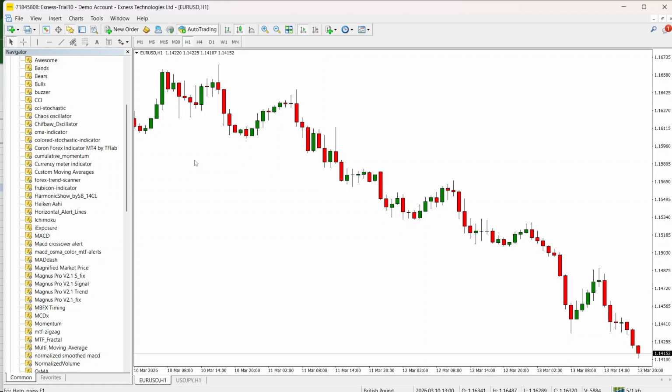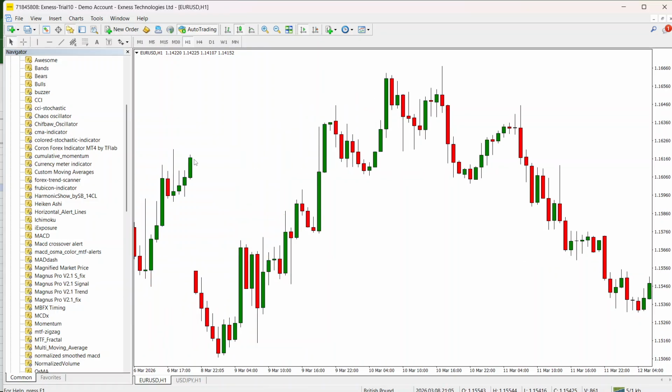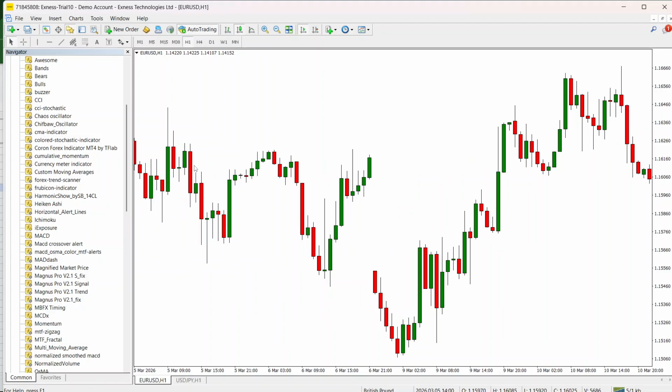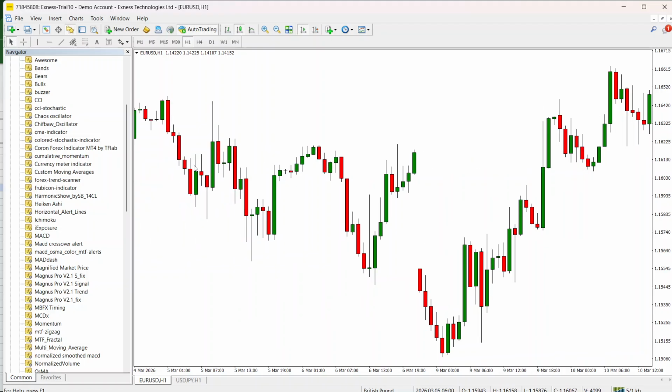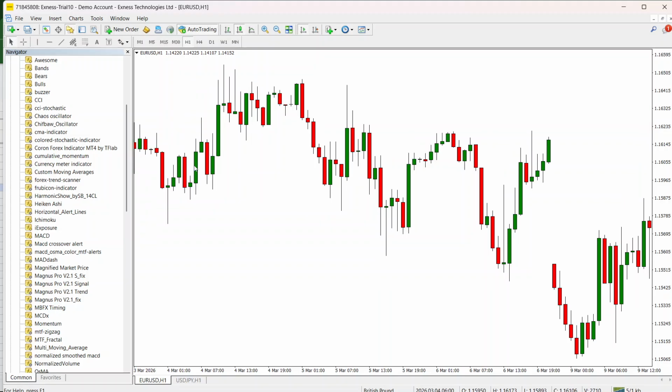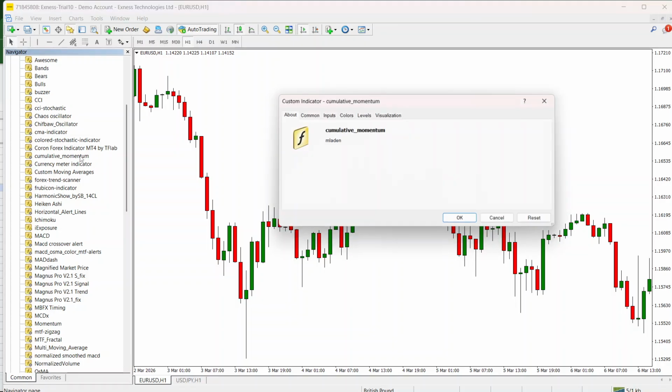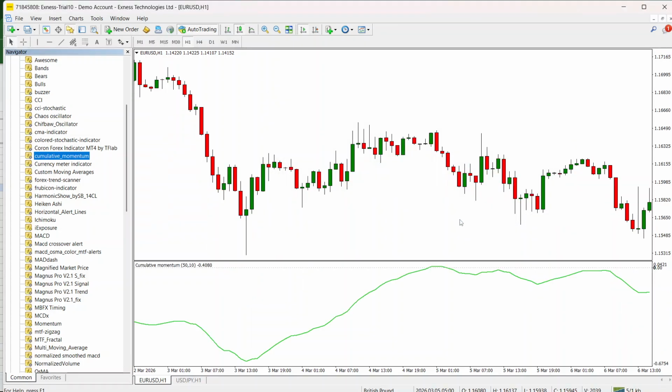Hello traders, today we're looking at the Cumulative Momentum Indicator for MetaTrader 4. This oscillator was developed by Tushar Chande in the early 1990s and is designed to measure momentum shifts over time. I will load the indicator on the chart so you can see how it looks in real time.